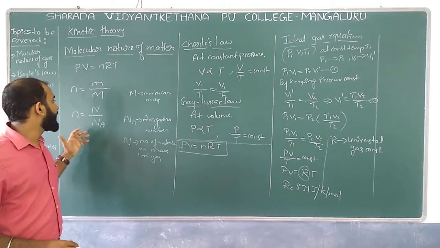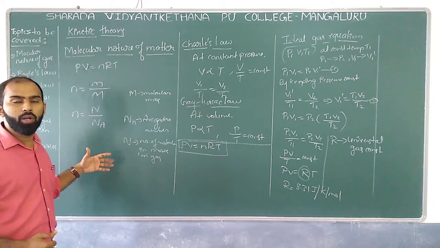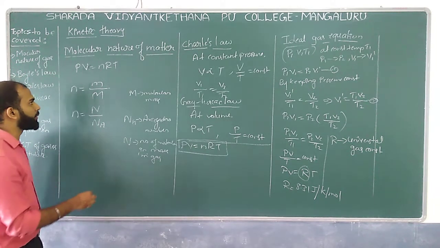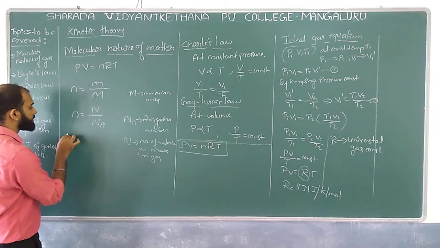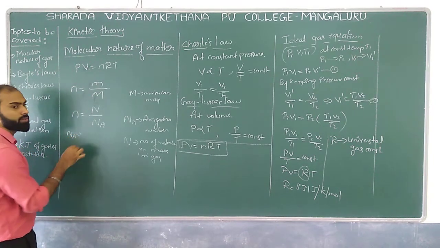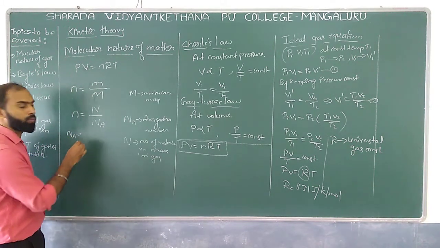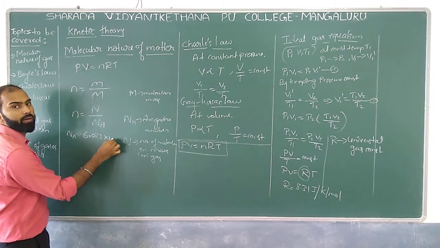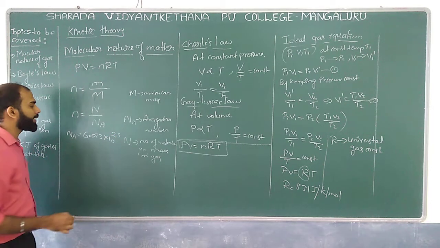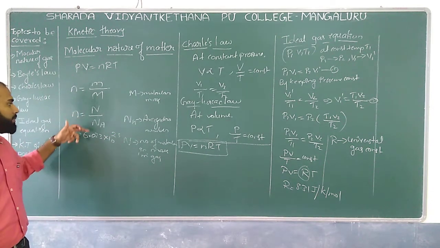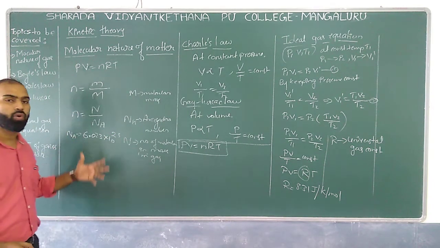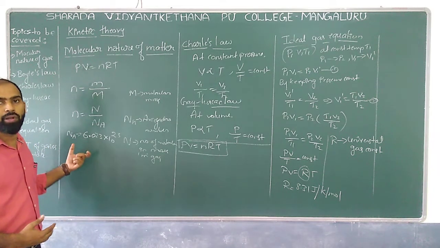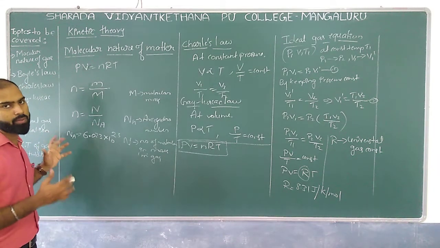Well, so this is what exactly we can expect. What is the value of Avogadro number we can expect? Avogadro number, Na we can call it, is around 6.023 into 10 to the power 23. So since these are just numbers, there is no unit for this. These are the molecules. So these many numbers we have.